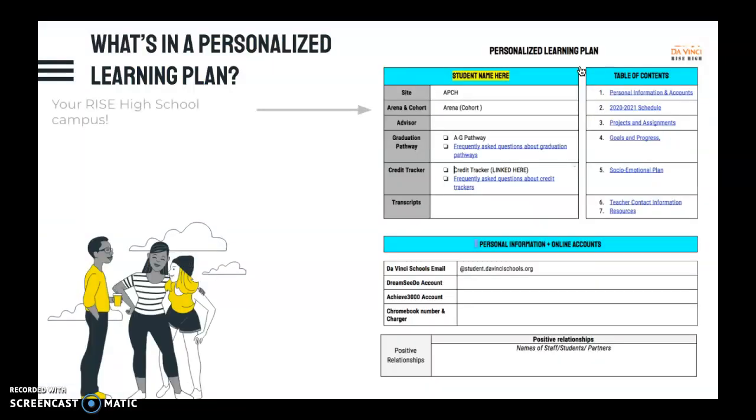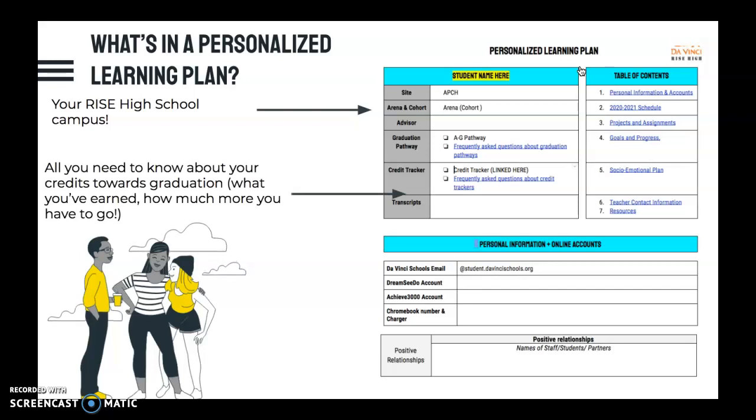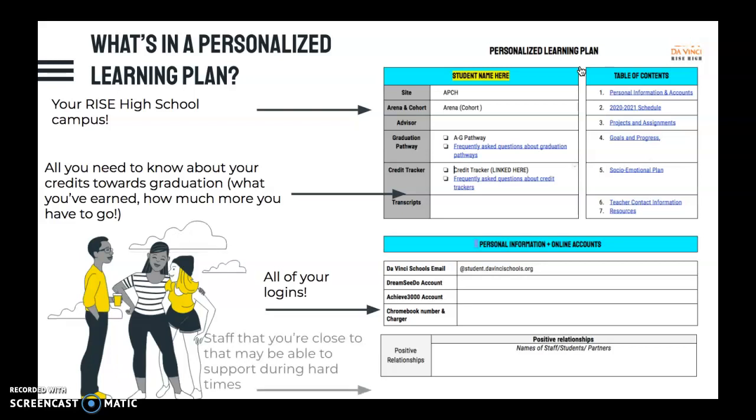Now, really quickly, just understanding the different components of a PLP. First, you can see the high school campus you're at. You can see where your credit tracker is. It's linked right in. You click on it and it shows you everything you need to know about your credits. All of your login information is found below. And then there's even a space for yourself and for your advisor to put in any positive relationships you have at Rise, just in case there's a time where you have a challenge or you need some support.